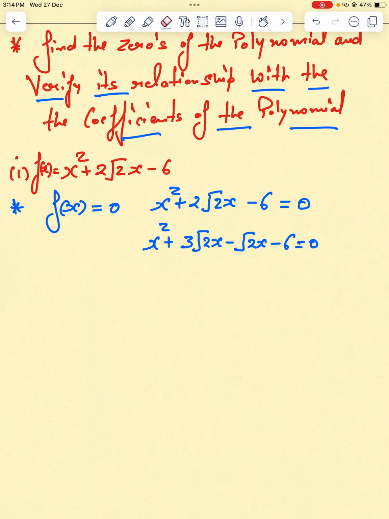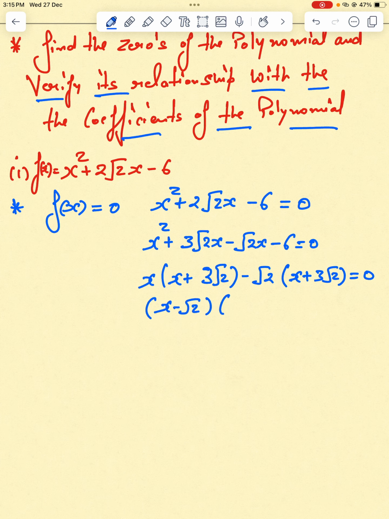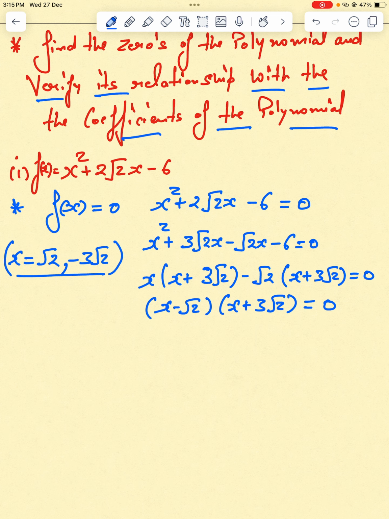So next step is to get the x common. From here you get minus root 2 common, so it is x, sorry, it's 3 root 2 equals to 0. I think it's right. x minus root 2, x plus 3 root 2 is equal to 0. So what are the zeros? Zeros are x is equal to root 2 and minus 3 root 2. These are the zeros of the polynomial.